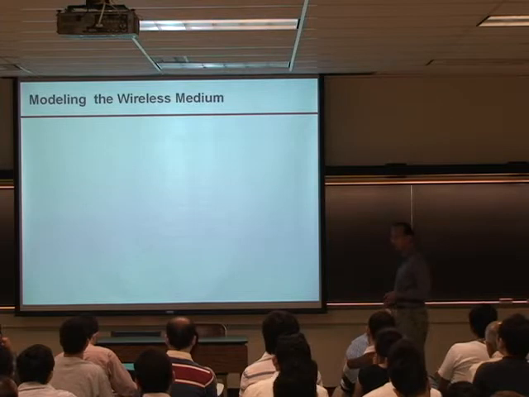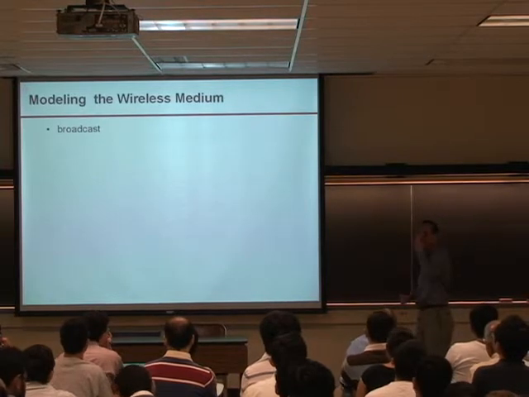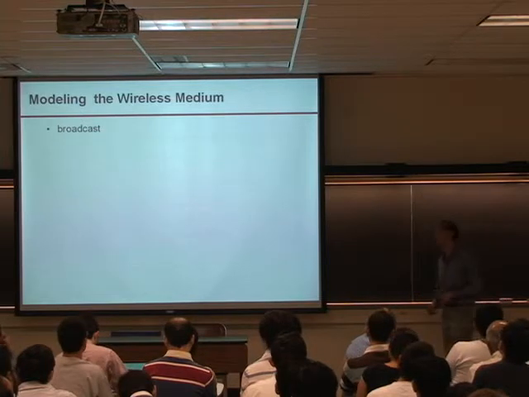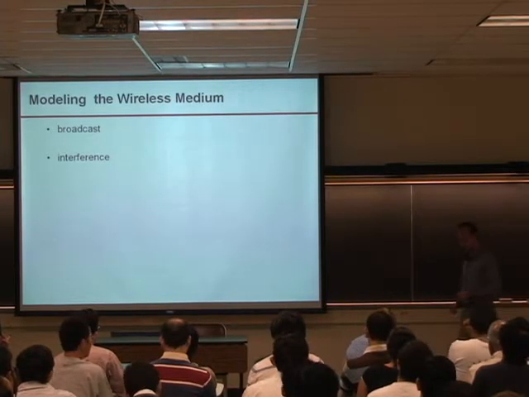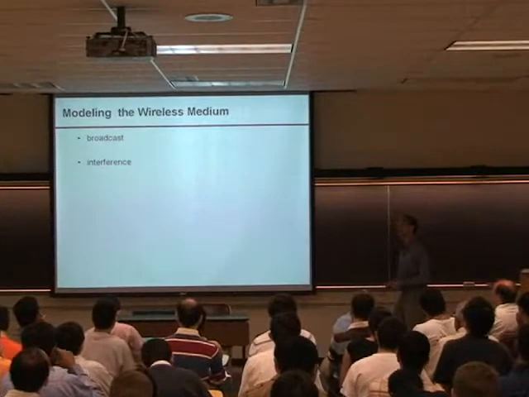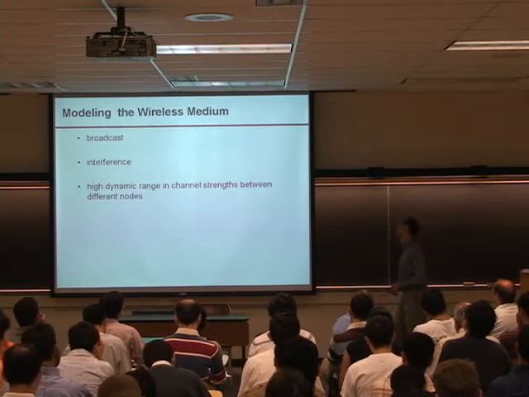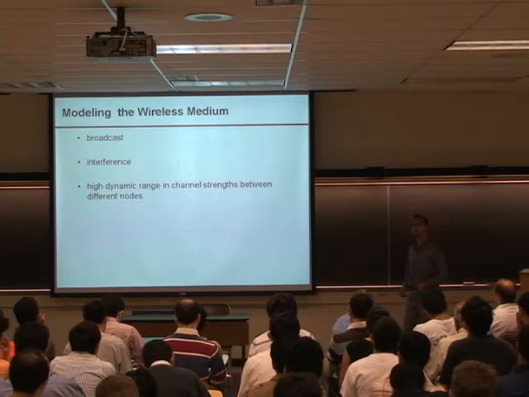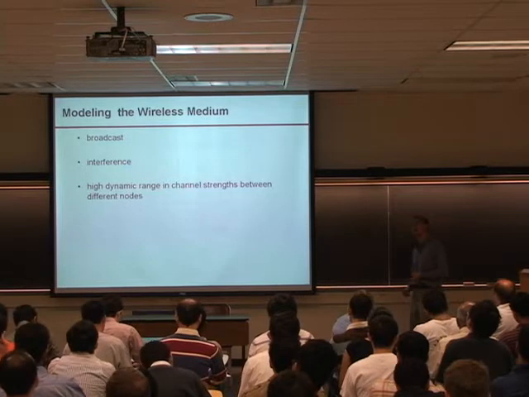So the focus is on wireless networks. Let me talk a few words about the wireless medium. There are 3 important aspects of the wireless medium that I want to worry about. One is the broadcast. When you send a signal, multiple receivers simultaneously receive that signal. Number 2 is interference. Signals go over the air, and therefore multiple received signals superimpose at a receiver and create interference. Number 3 is the fact that in a wireless network, there's a very high dynamic range in the channel strength between different nodes. So we want a model which can model all 3 phenomena: broadcast, superposition of signals, and the fact that channel strength can be very different.